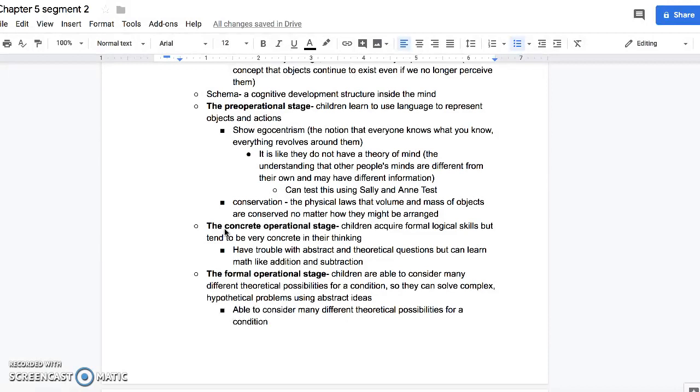This is when you tell a child that the doll Sally has a shiny new ball that she puts in her basket. When Sally goes outside to play, another doll, Anne, moves the ball out of the basket and puts it into a box. And at each stage of this test, you ask the child questions to make sure he understands what's happening. And then you say, Sally comes back inside and wants to get her ball. Where will she look for it? And a young child without a theory of mind will think that Sally knows what he knows and that she will look inside the box where Anne put the ball.